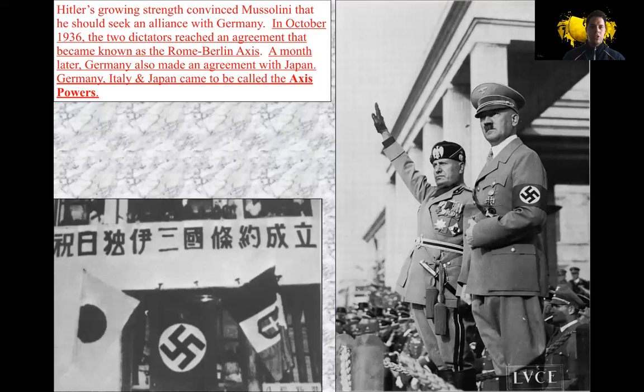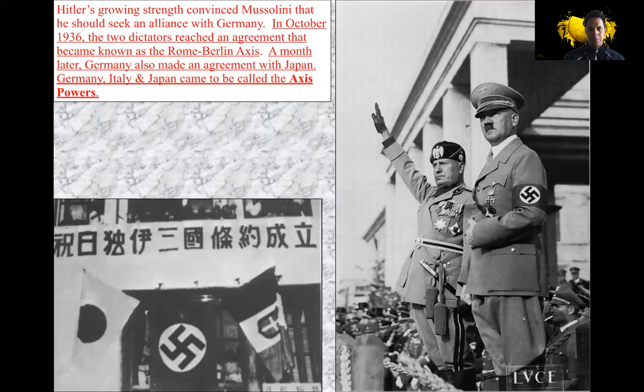Now, Hitler's growing strength would convince Mussolini that he should seek an alliance with Germany. And as we already know, Hitler and Mussolini were already huge admirers of each other. So in October 1936, the Germans and the Italians would reach an agreement known as the Rome-Berlin Axis. And a month later, Germany would also make an agreement with the militarists in Japan.